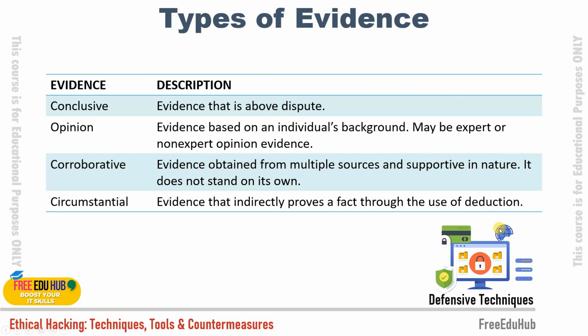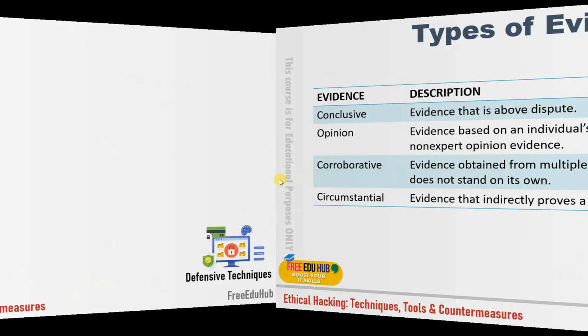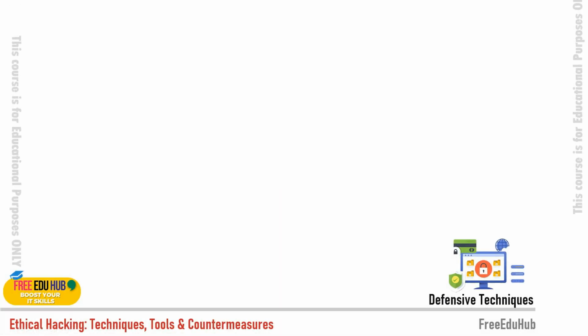Circumstantial evidence indirectly proves the fact through the use of deduction logic. For example, if something like that happens, we have seen that something like that happens after that as well. So you are building your case.